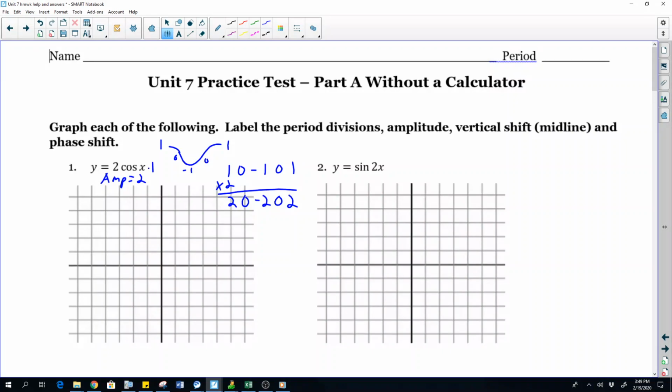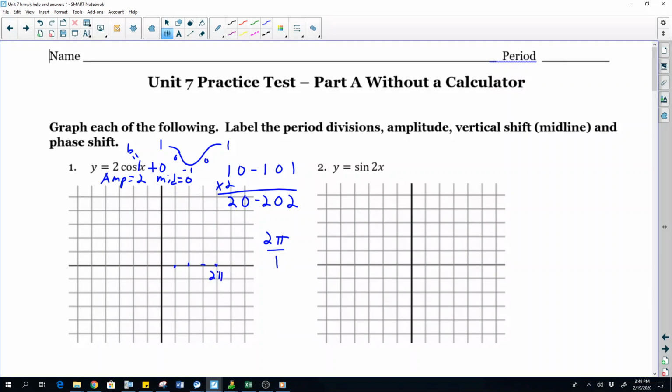We have a midline of just plus 0. So a midline of 0. And then we have a period of 2 pi over b, where the b value is just 1. B equals 1. And so 2 pi over 1 means we have a period of 2 pi. So make sure you do the 5 dots and make sure you label it.